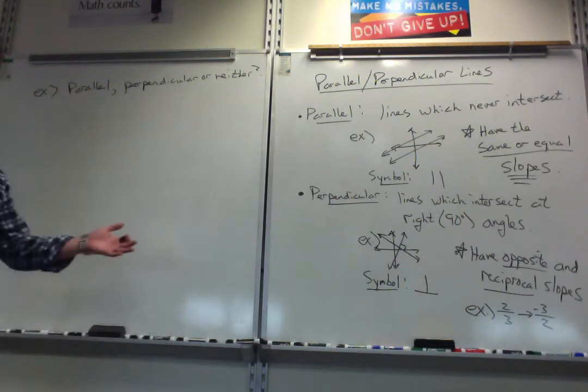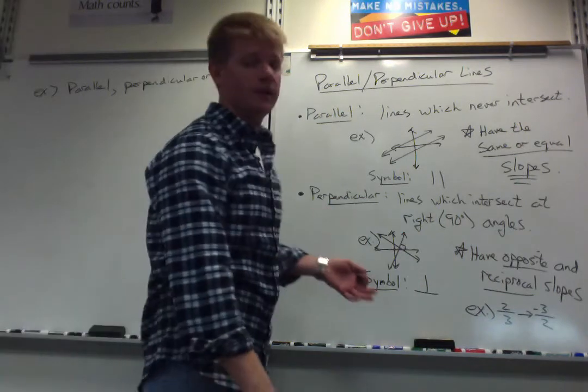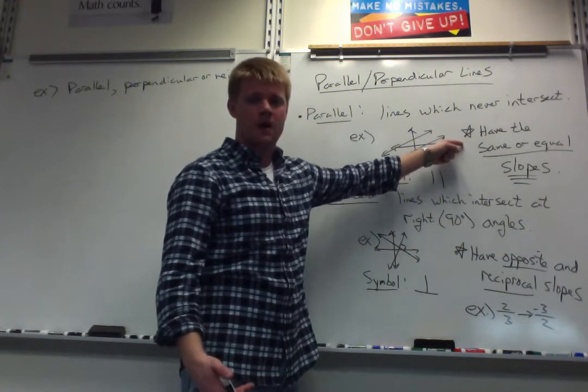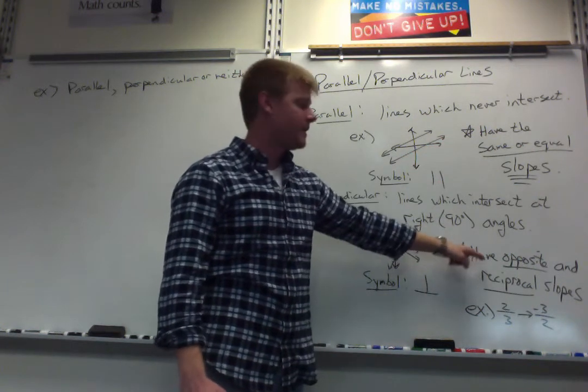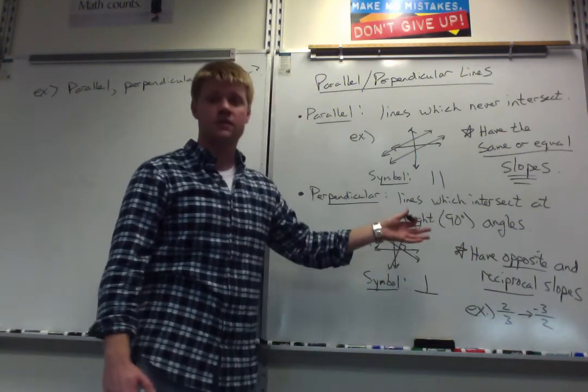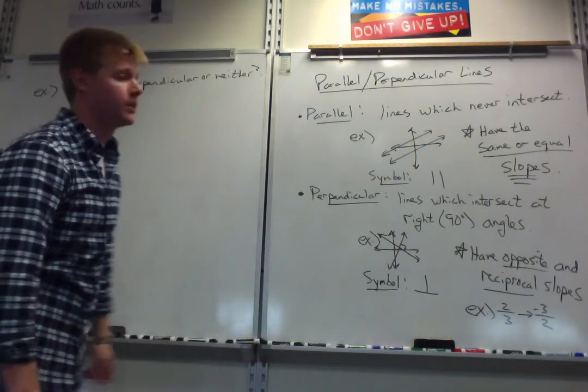Now, as I just said, the whole way that we determine this is all strictly based on one key concept. It's all about the slope. If they have the same slopes, they're parallel. If they have reciprocal and opposite sign slopes, they're perpendicular. If neither of those things are true, well, those lines are nothing special in relation to one another anyway.